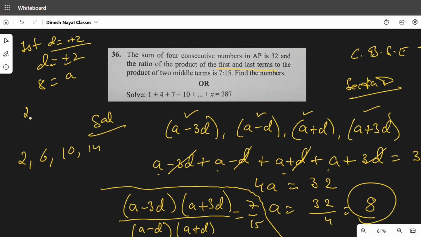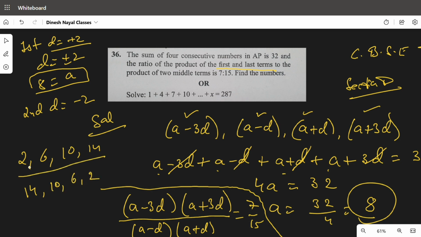Now if you take the second case in which d is minus 2, a will be 8 only. So you will just get the opposite of that. That means the first number is 14, 10, 6, 2. So these are our two answers. 2, 6, 10, 14 for when d is 2, and when you take d as minus 2, that is 14, 10, 6, 2. So that's our answer.